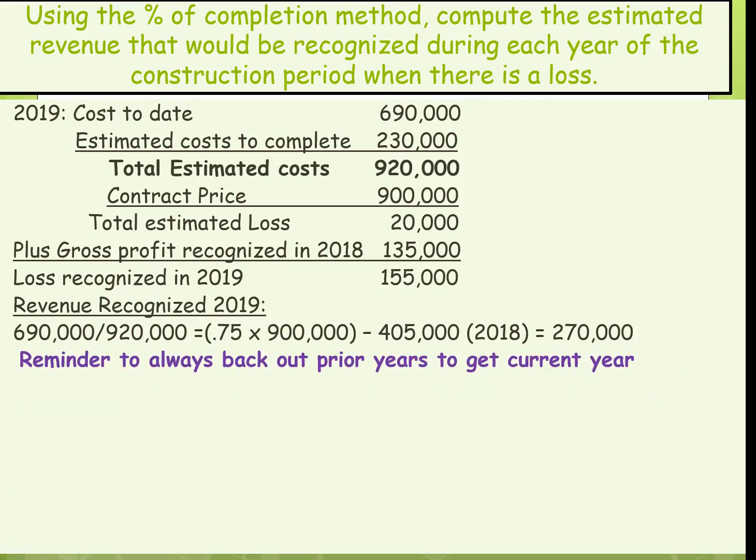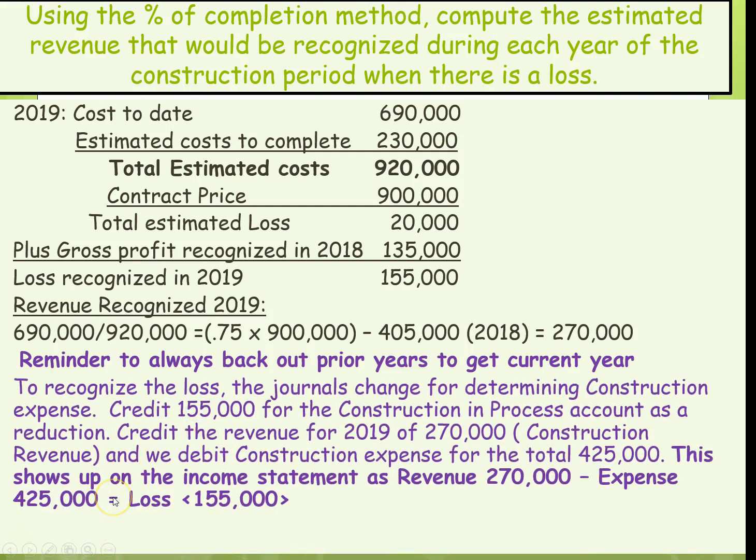Now, again, remember, you always have to adjust for prior years because 75% of $900,000 is the cumulative amount that you would have to record over the life of the project. And we're only looking at 1 year's worth, so we have to subtract out the prior year. Now, one of the differences is the journal entries. To recognize the loss, the journals change for determining construction expense. We're going to first credit $155 because we know that that's how much the loss is, the cumulative loss.